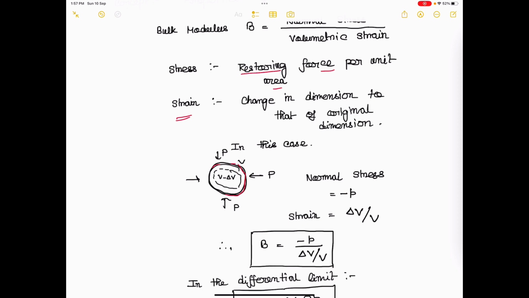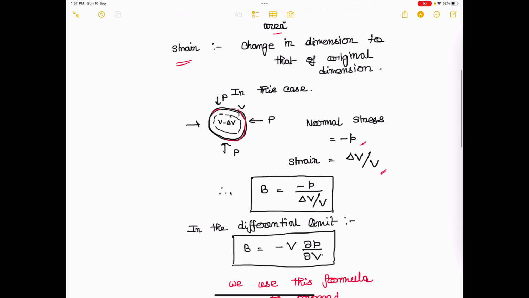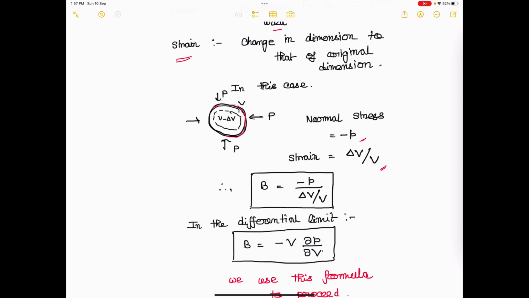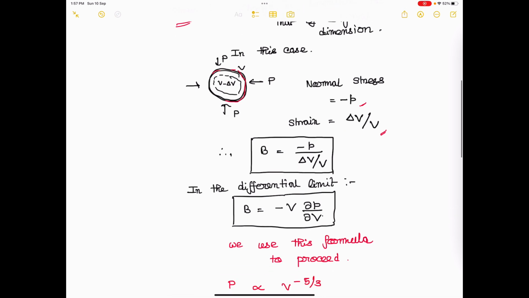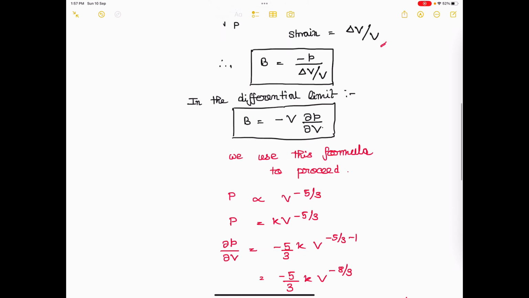Now what is the strain therefore? The volumetric strain is delta V by V. The restoring force per unit area is opposite to the pressure. Therefore, we write the normal stress as minus P, strain as delta V by V, and B becomes minus P divided by delta V by V. In the differential limit, we can write the bulk modulus as minus V dP by dV. Now we will use this formula to proceed further.